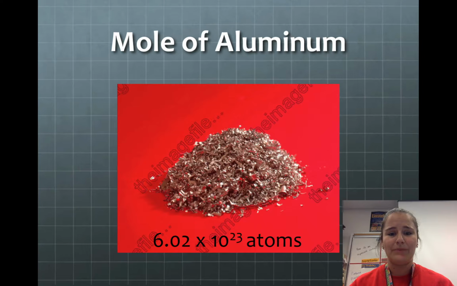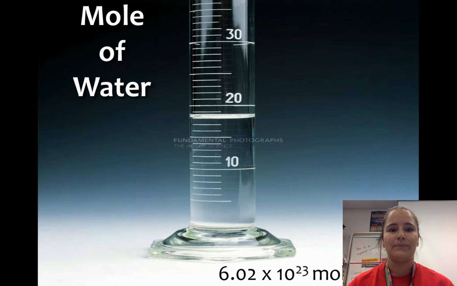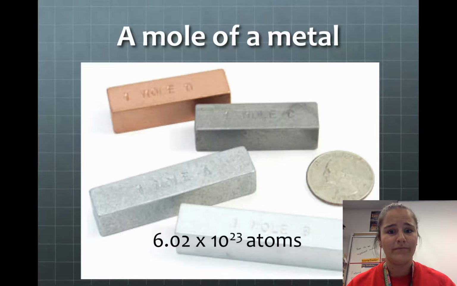They're also pretty small. That little pile of aluminum, that's a mole of aluminum. It contains 6.02 times 10 to the 23rd atoms of aluminum. 18 milliliters of water, just that little bit, that is 6.02 times 10 to the 23rd molecules of water.